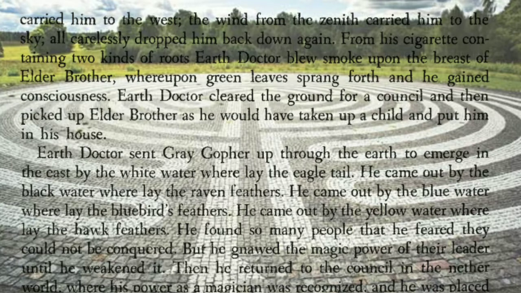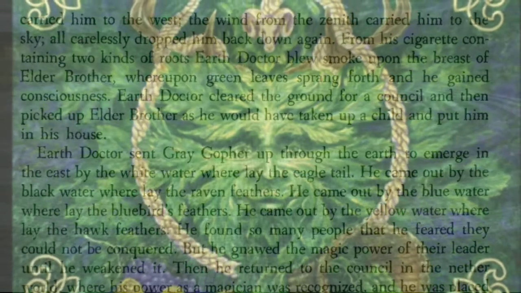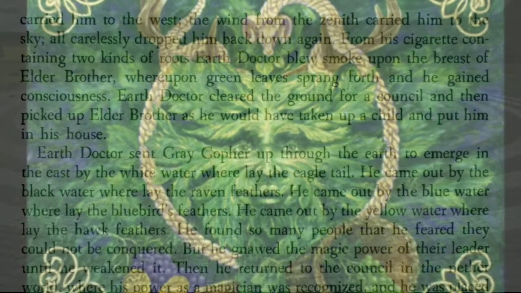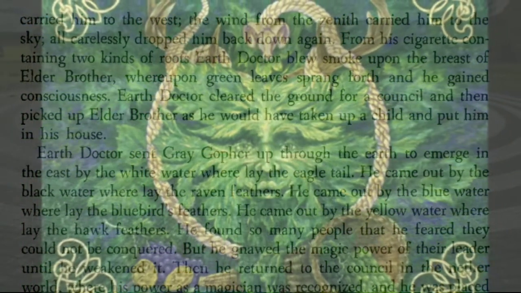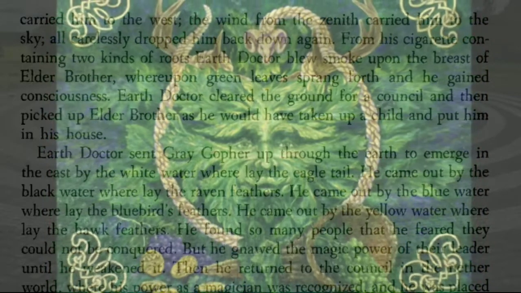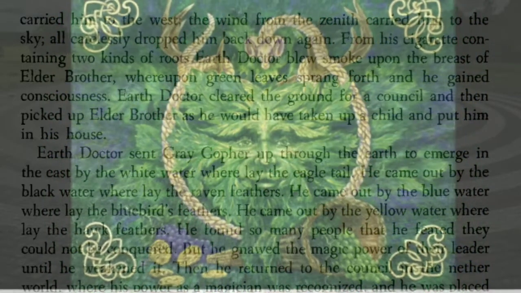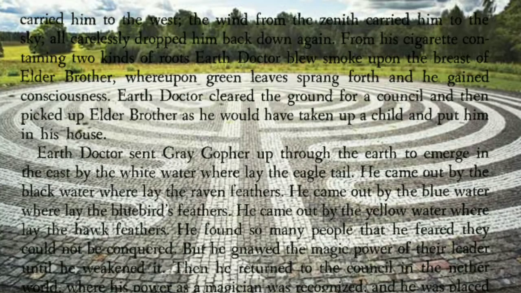From his cigarette containing two kinds of roots, Earth Doctor blew smoke upon the breast of Elder Brother, whereupon green leaves sprang forth and he gained consciousness. Earth Doctor cleared the ground for a council, and then picked up Elder Brother as he would have taken up a child, and put him in his house.